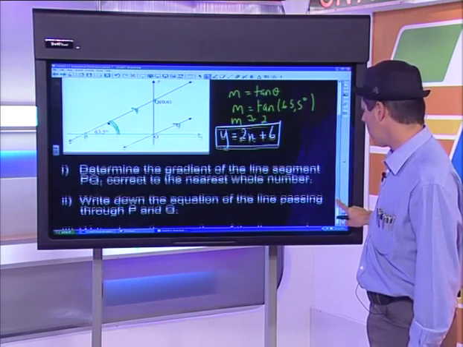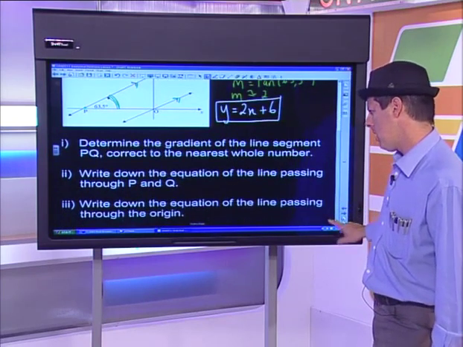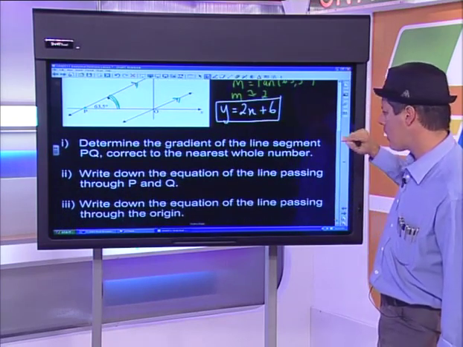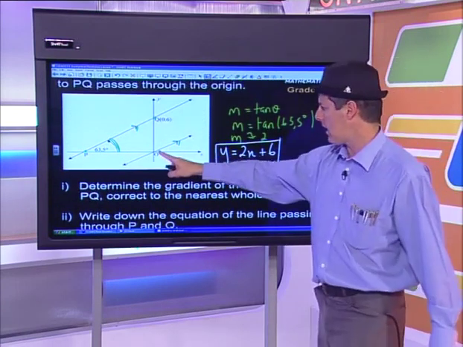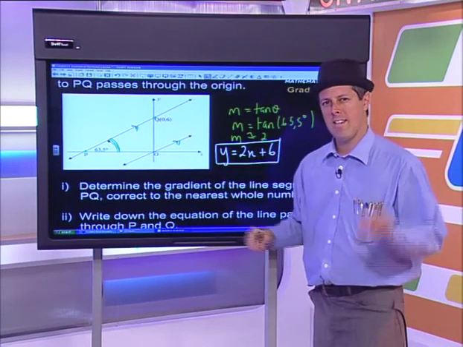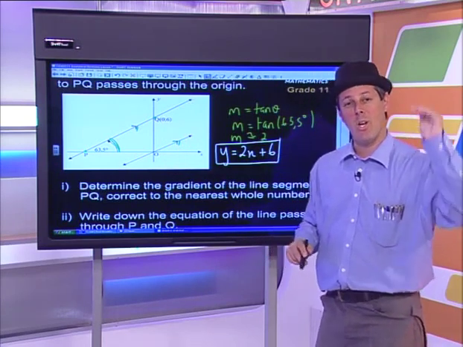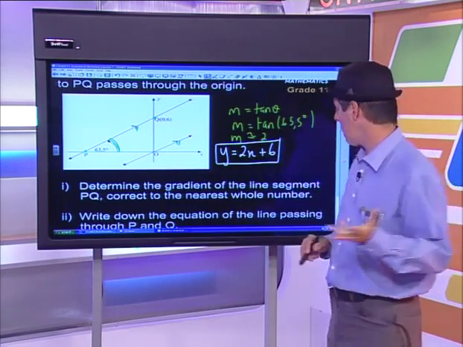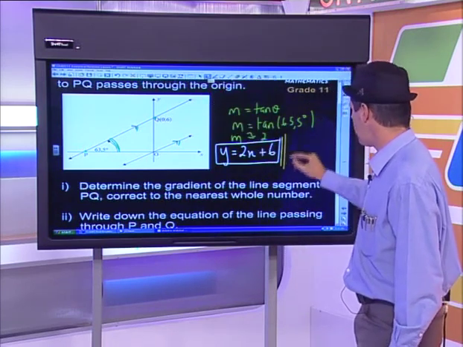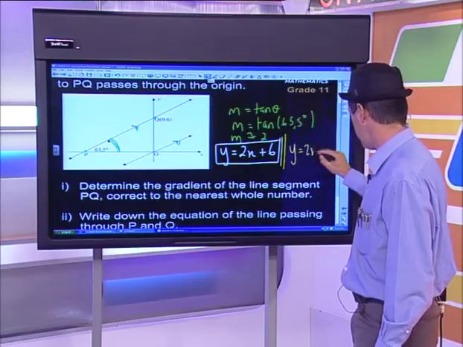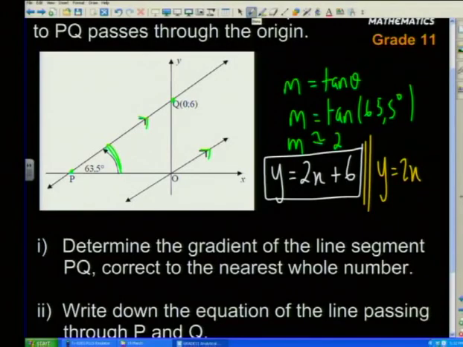And then let's have a look and see what 3 is saying to me. 3 says, find the equation of the line which goes through the origin. So it's really that line equation there. Now you should have recognized earlier that because they are parallel, they have the same gradient. Because they have the same gradient, I've got very much the same equation, y equals 2x. So it's always y equals mx.